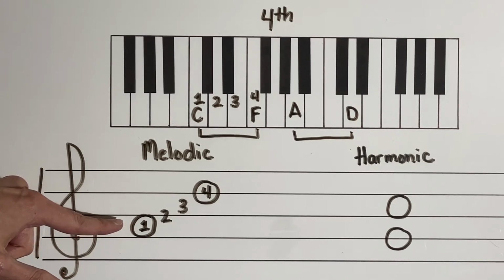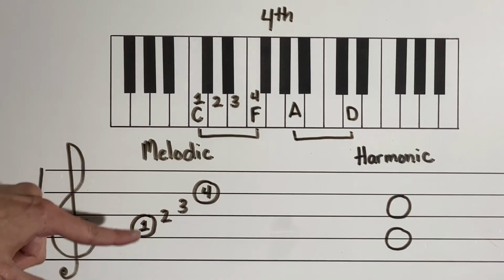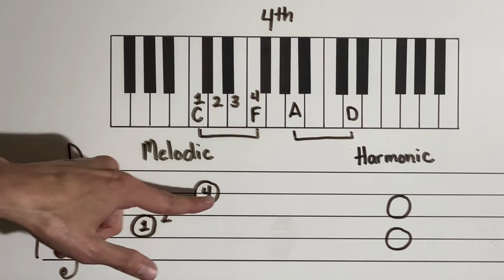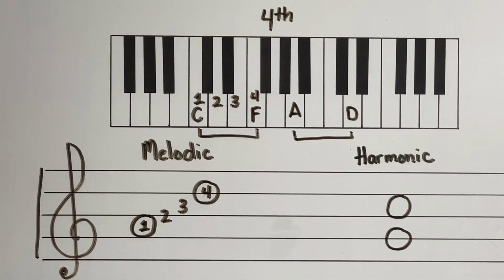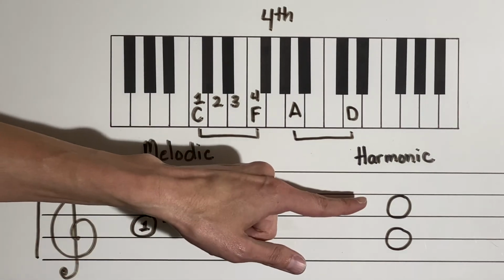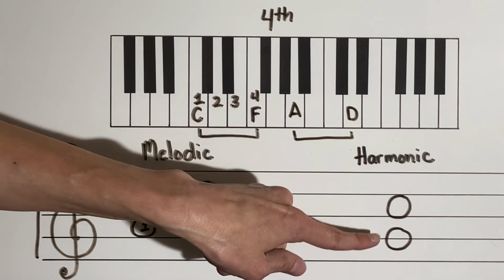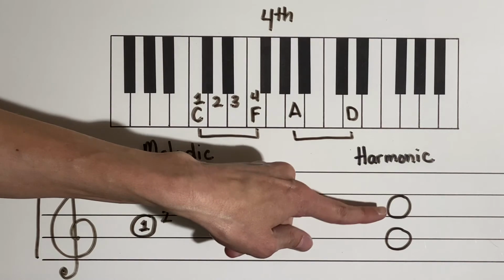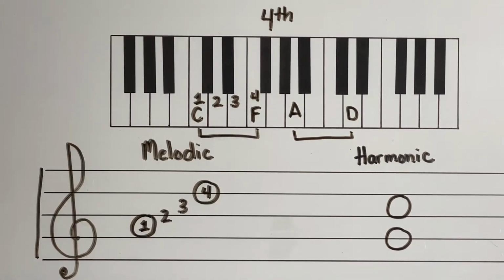So we have space is 1, line is 2, space is 3, line is 4. So 1 to 4, this is A to D, that is our fourth. Over here, our harmonic, remember, should be lined up, and it's the same thing. Line notes 1, space is 2, line is 3, space is 4. This is our fourth. Now when we're looking at this, I want you to notice something.